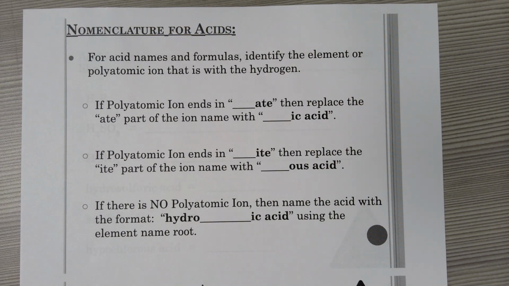All right, last bit of nomenclature. So nomenclature for acids, how we name them, is based off of the ending of the anion. So whatever is bonded to the hydrogen. There's two different things. You could have a polyatomic ion, or you could have a non-metal anion. Okay, so it really just depends on the ending.